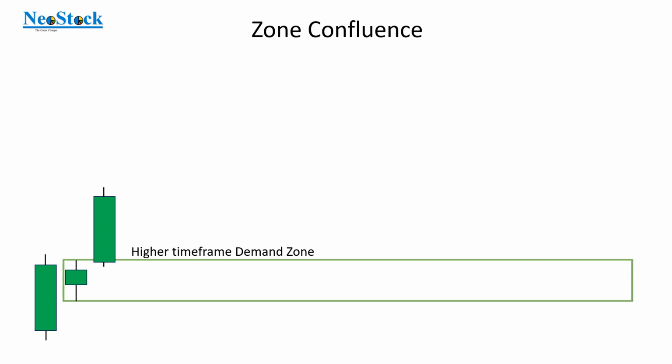Now if you want to do zone confluence, what do you have to do? From this current time frame, you have to go at least one time frame below. Let us assume we are going one time frame below. After going one time frame below, we have to find a zone inside this higher time frame demand zone. Inside this higher time frame demand zone, you need to find a lower time frame demand zone.